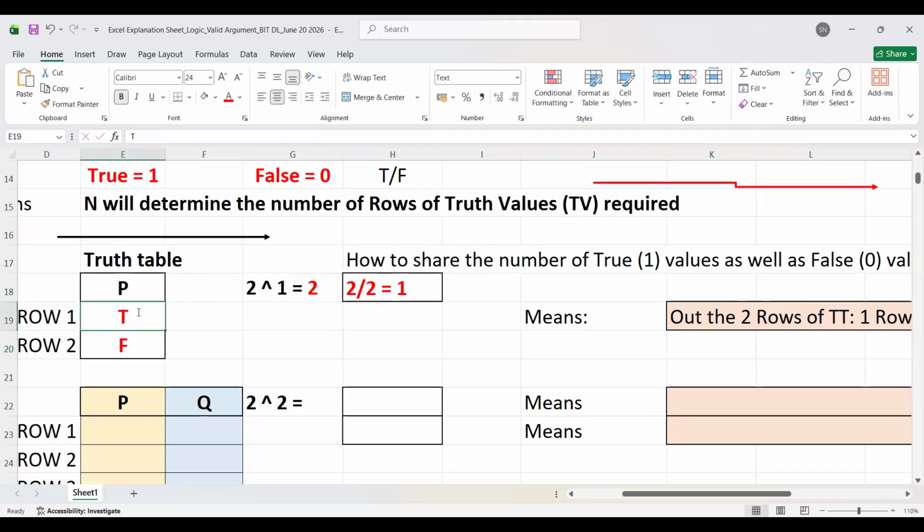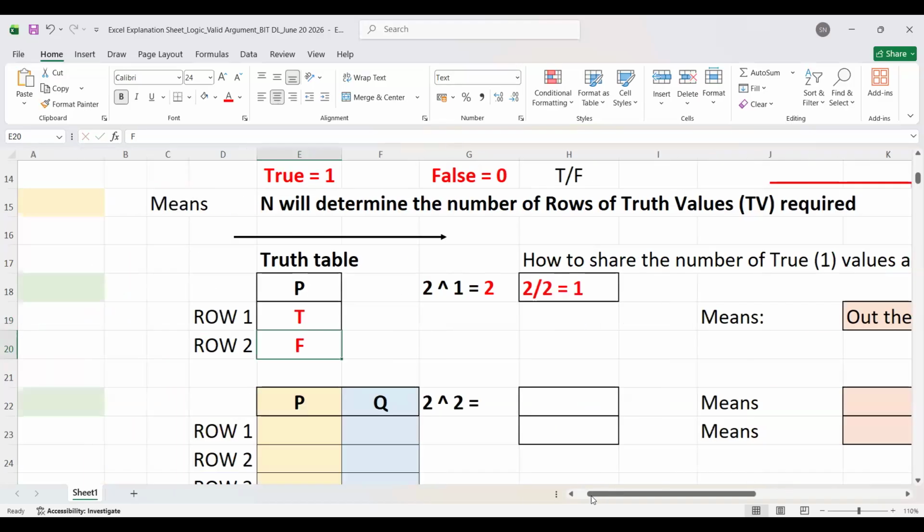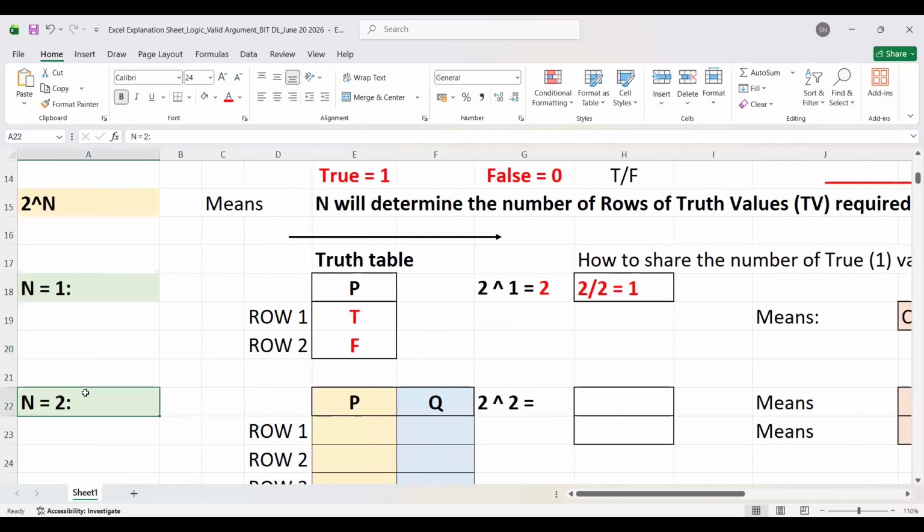Sometimes I use T and F, or sometimes I use 1 and 0, whichever one you're convenient with. But let's start with T and F. When we are very sure of ourselves, we start converting them to 1s and 0s. So that gives you 1 true and 1 false. Now, what if n is equal to 2? When n is equal to 2, you are going to deal with 2 raised to the power 2. Now, 2 raised to the power 2 is going to give you 4.